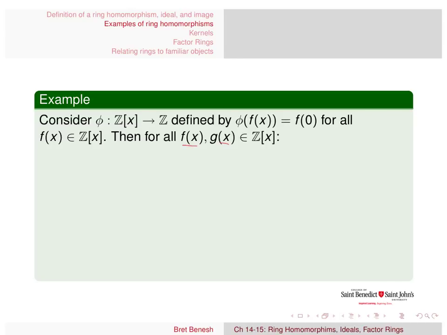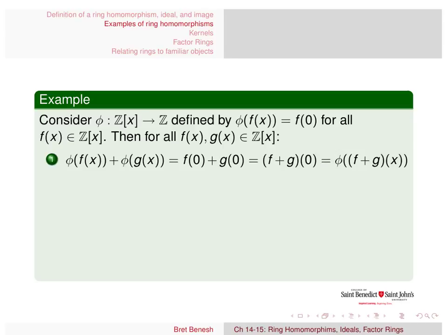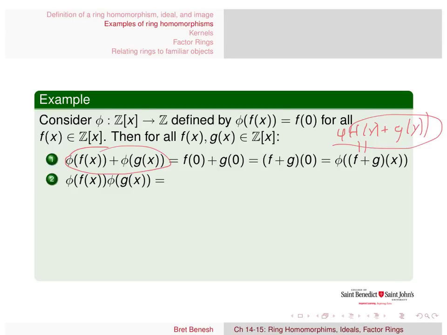So for every two polynomials, f and g, what happens when I do this? I get f of 0 plus g of 0. And that's equal to a function that I could call f plus g of 0. Now that's this. Oh, and I should point out that this is equal to phi of f of x plus g of x. So we really do have a group homomorphism.